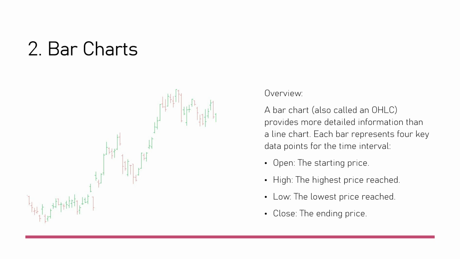Instead of a simple line, each bar represents 4 key data points: the open price, which is where trading began for that time interval; the high price, representing the highest point the price reached; the low price, showing the lowest point within that time period; and finally, the closing price, where trading ended for that interval.